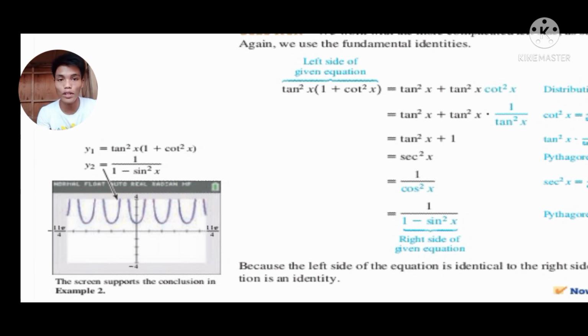Y squared is equal to 1 over 1 minus sine to the power of 2x. So I'm sorry if I have a little mistake. I'm saying to the power of 2. In saying the power 2, I am saying it squared. I'm sorry for that. Okay, that's a little bit of error.